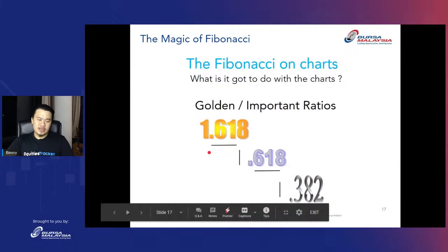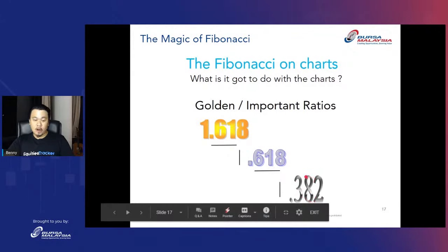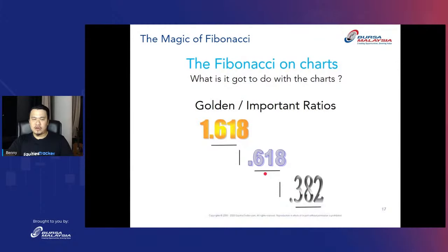Okay, so these are the important ratios. Remember, 1.618 is one of the important ratios, and then you have 0.618. Okay, and the opposite of 0.618 is 0.382. That means you take 1 minus 0.618, you get 0.382. Okay, so in Fibonacci, there are two major tools that are being used. One is called Fibonacci retracement, which we're going to talk about today, because retracement is about dips, right? It is pulling back.